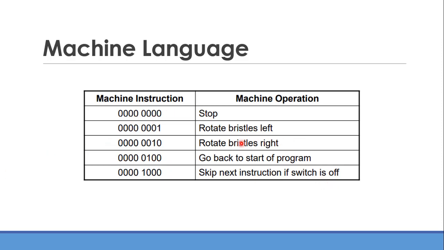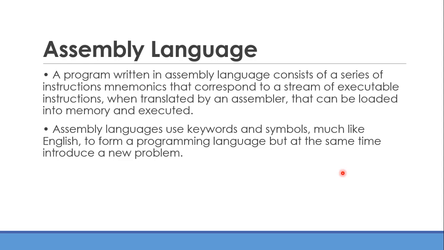Stop, rotate bristles left, rotate bristles right, go back to start of a program, and skip next instruction if switch is off. These are the binary instructions it reads and the code you write. This is just an example. Okay, let's proceed to assembly language.